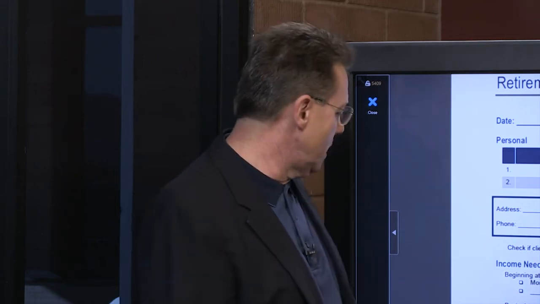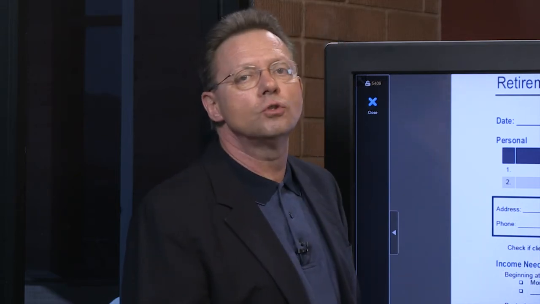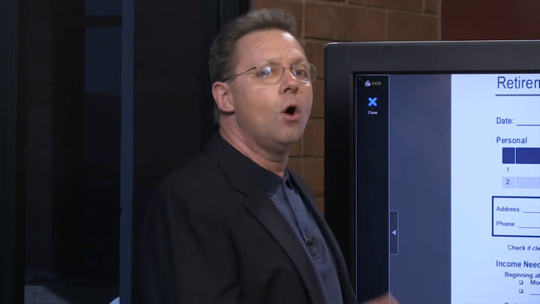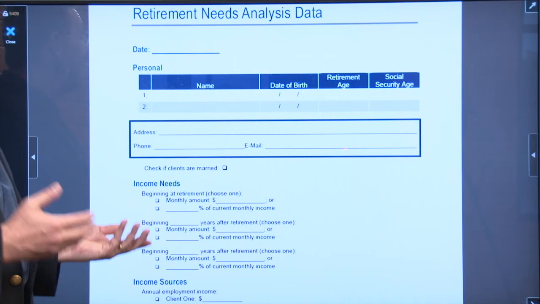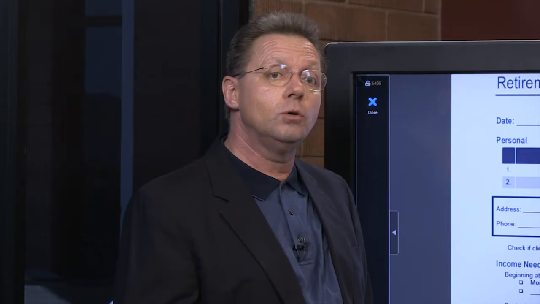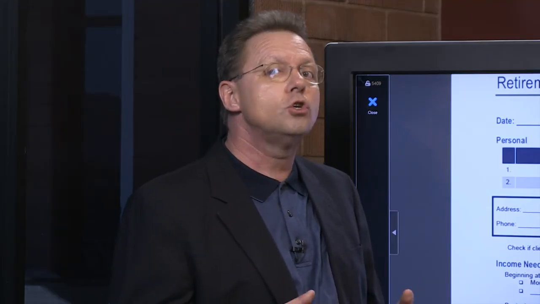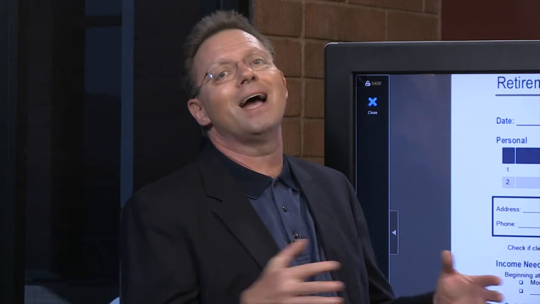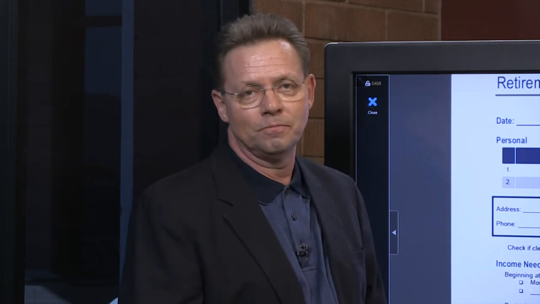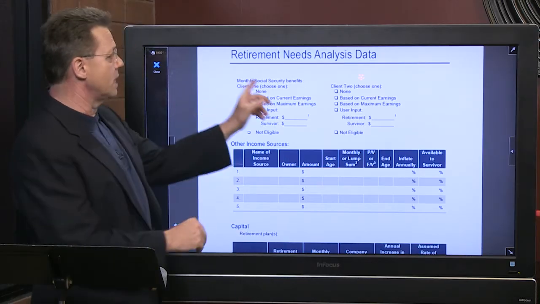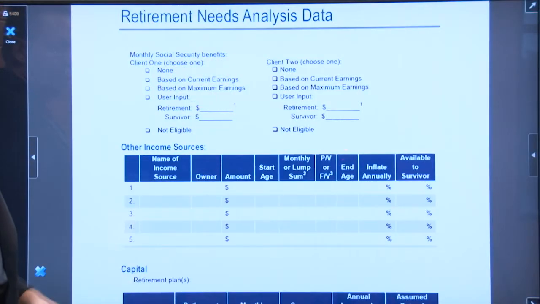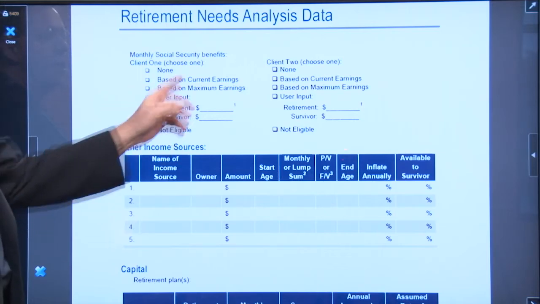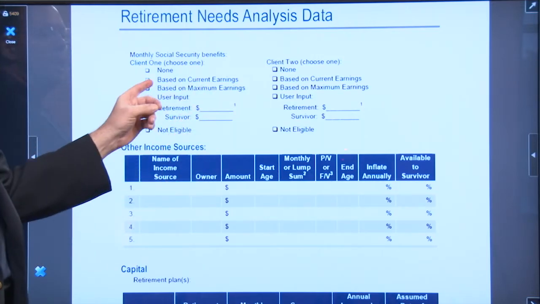Now, what I'm looking for is always what kind of income sources are you going to also have with my annuity? So we've already talked about Social Security. Then I want to talk about income sources. Now what I want to do is go to the second page of this so that you can get a greater understanding as we start flushing out what we need from a data collection. Okay, now on page 2 of our retirement needs analysis data sheet, I'm looking at the monthly Social Security benefits, and I'm looking at that based on current earnings and based on maximum earnings.